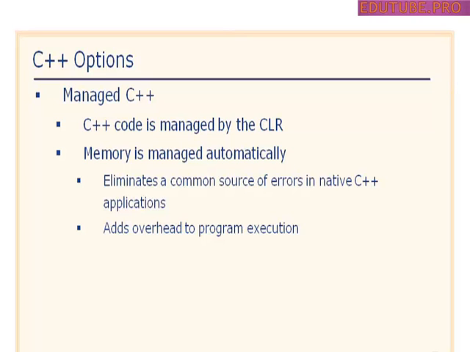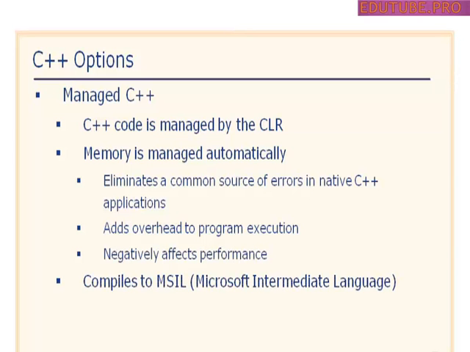But keep in mind that managing this memory, using garbage collection and doing some other things, does add overhead to the program execution. So if you're looking for the fastest, most efficient, smallest footprint code that you can get, native C++ is going to be the way to go. If you can deal with a little bit of overhead and you want the .NET framework to take care of your memory problems and challenges and so forth, then managed C++ is going to be the way to go. So you are going to negatively affect performance here, but you're still getting something for that. If you can live with the performance hit, managed C++ is a great solution.